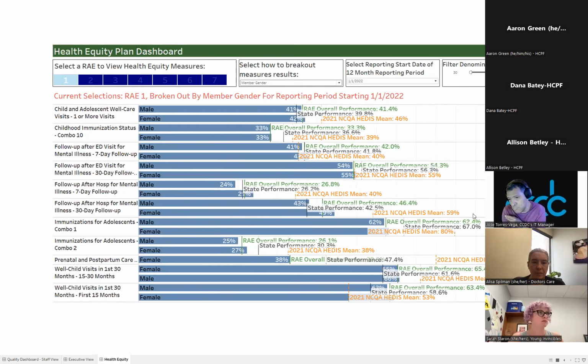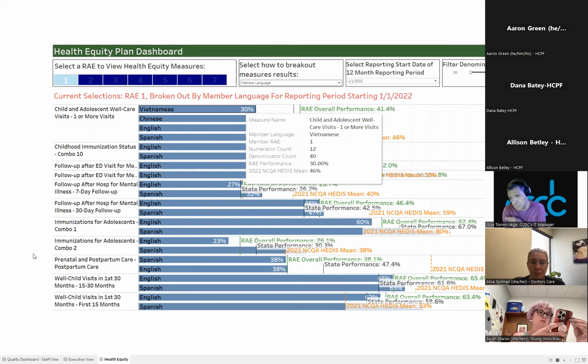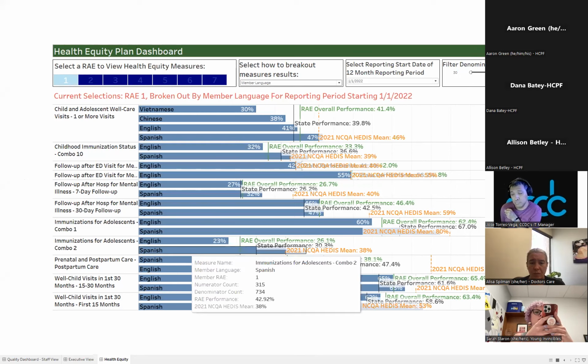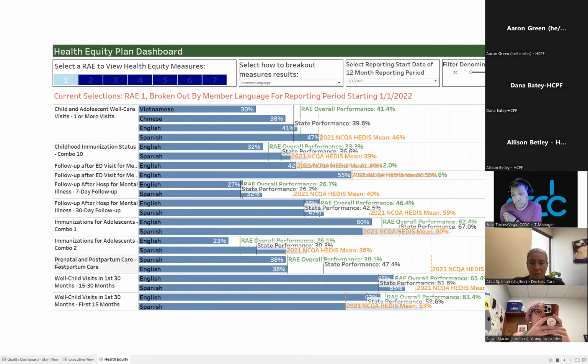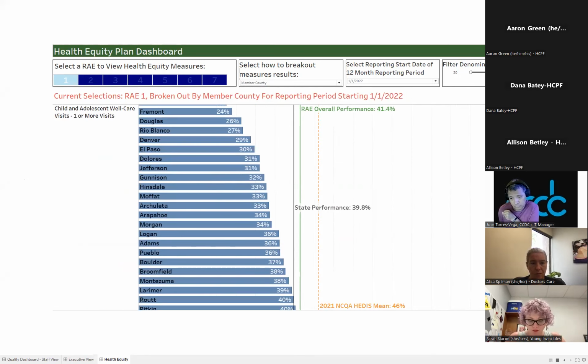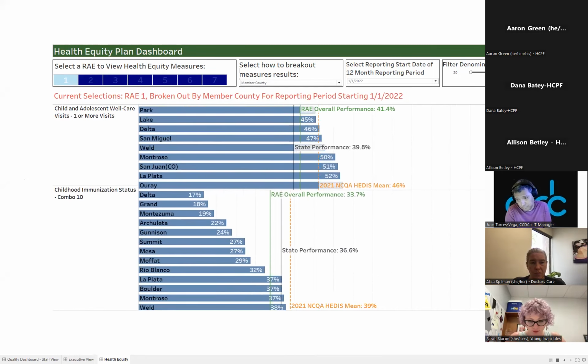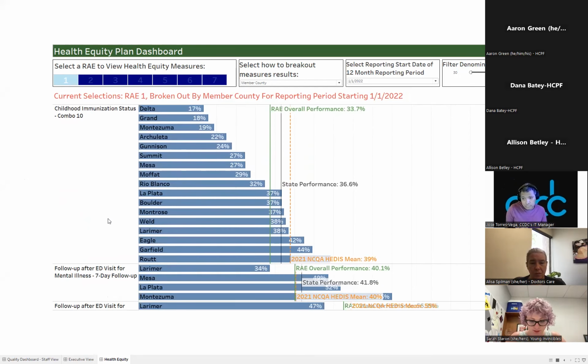We have member language, which a lot of these come in as English and Spanish. And I think, again, there would be a broader amount without this denominator count filter, so just always keep that in mind. And then we would have member county, and these lists can get quite large. I'm not going to stop on anything for too long, but just want to display the functionality and how we can look at all of these things.